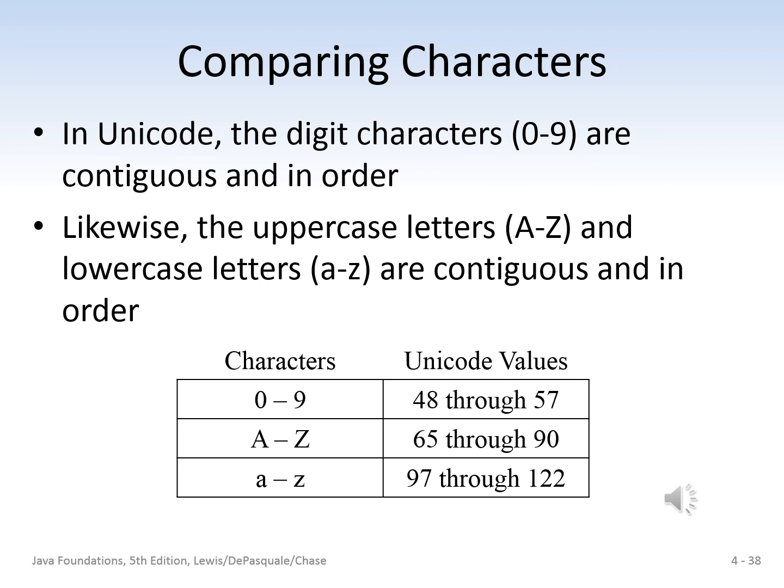As would be expected in Unicode, the characters representing the digits 0 through 9 are contiguous and in order, and likewise the uppercase letters A through Z and lowercase letters a through z are contiguous and in order. And there you have the Unicode values of those particular characters.